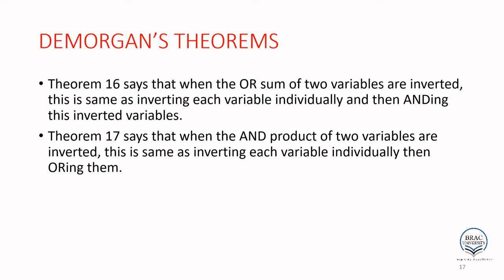Theorem 16 says that when the OR sum of two variables is inverted, this is the same as inverting each variable individually and then ANDing the inverted variables. Theorem 17 says when the AND product of two variables is inverted, this is the same as inverting each variable individually and then ORing them.